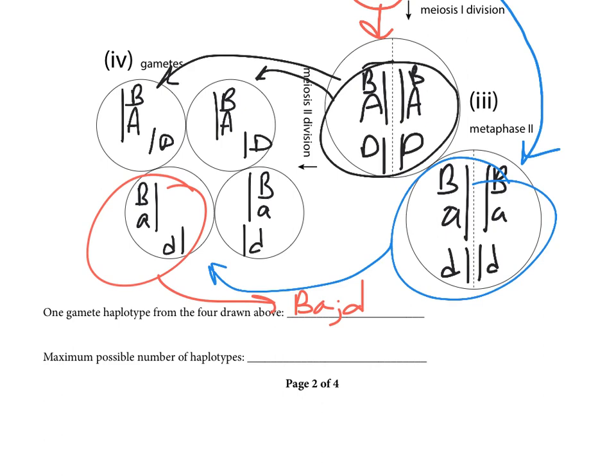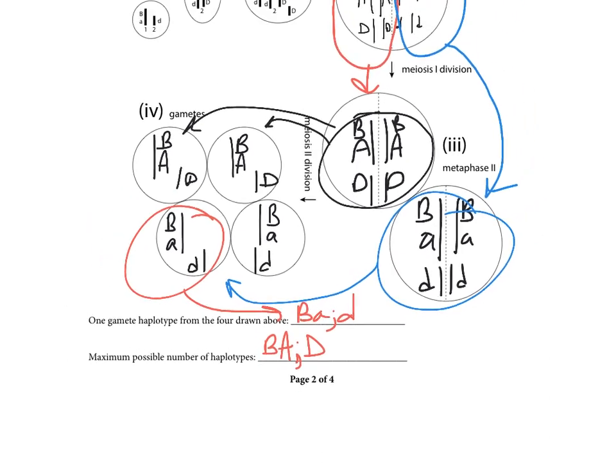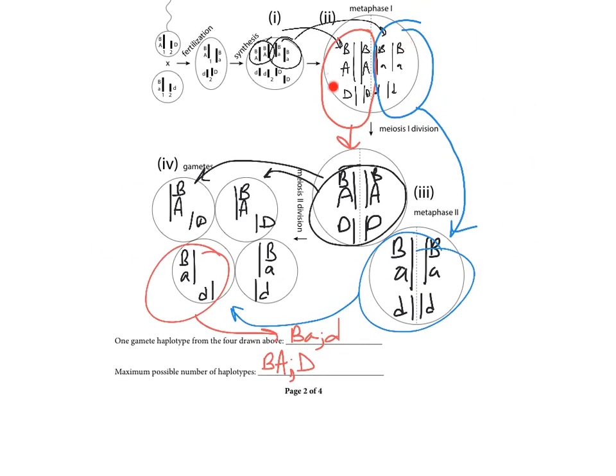Now to get back to answering the second question, what's the maximum possible number of haplotypes? Well, in this question we see one possible haplotype, which is the one that's already drawn, capital B, lowercase a with a lowercase d. But there are others as well. I didn't draw the one at the top here, which is capital B, capital A with a capital D. These are the two different haplotypes that can be produced from the way that the sister chromatids and the homologous chromosomes were organized here at metaphase 1.